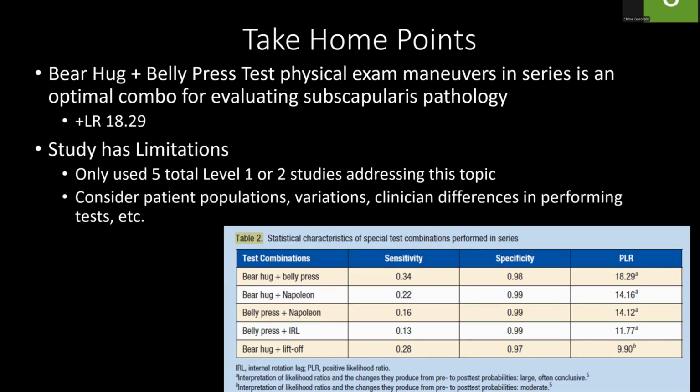The study, however, does have limitations. It only used 5 total level 1 or 2 studies addressing this topic. So we have to consider the patient population, variations, and also clinician differences in performing these special tests, in order to see which tests or which combinations, whether in series or in parallel, we would use to diagnose subscapularis tears versus the gold standard of shoulder arthroscopy or MRI.